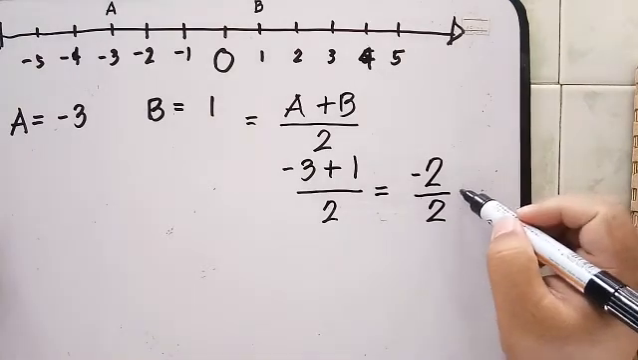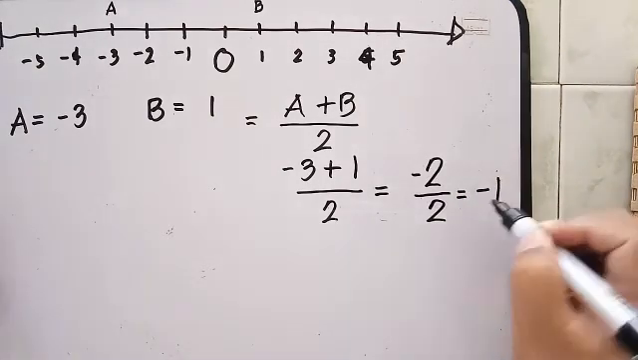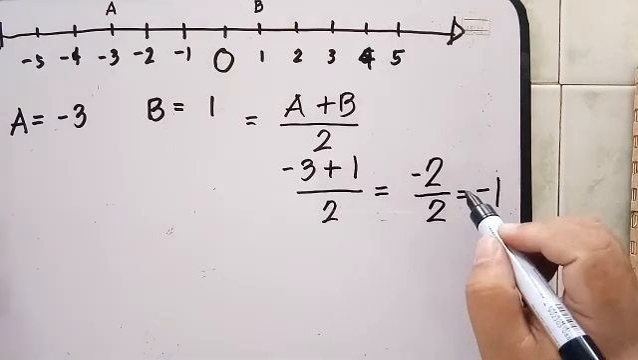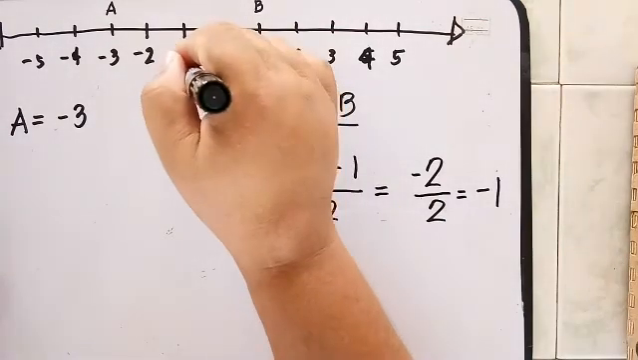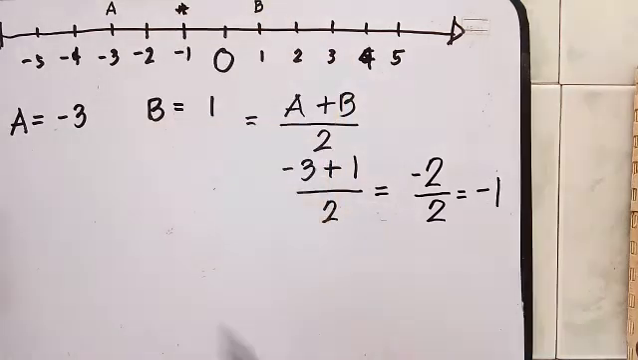Then, divide both side by 2. Negative 2 divided by 2, that is negative 1. So, ibig sabihin yung midpoint ninyo ay matatagpuan sa negative 1. This will be your midpoint. That is your midpoint, negative 1. Okay? Another one.